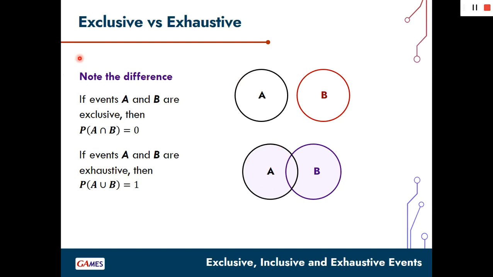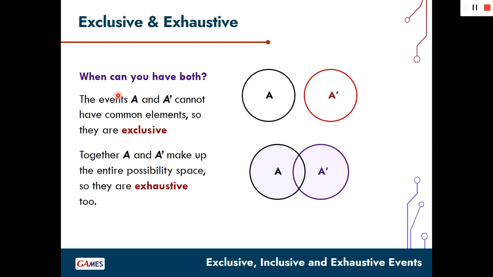But there's a possibility for you to have exclusive and exhaustive events at the same time. You can have exclusive events which are also exhaustive events. So if A and A prime cannot have common elements, of course we already know that they are exclusive. But A and A prime can also make up the entire possibility space, so they are also exhaustive.